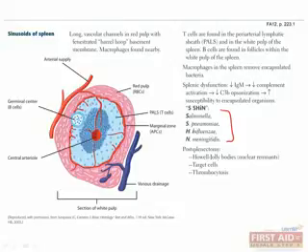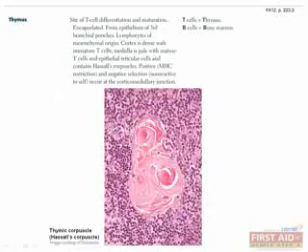T cells are found in the periarterial lymphatic sheath as well as the white pulp of the spleen. B cells are found in the follicles within the white pulp of the spleen. The marginal zone in between the red and white pulp of the spleen is where antigen-presenting cells are found. The thymus is the site of T cell differentiation and maturation. Conveniently, one can remember this by thymus for T cells and bone marrow for B cells. If only the rest of medicine were so intuitive.